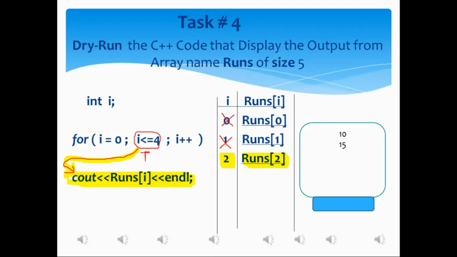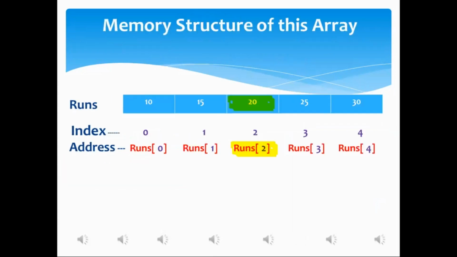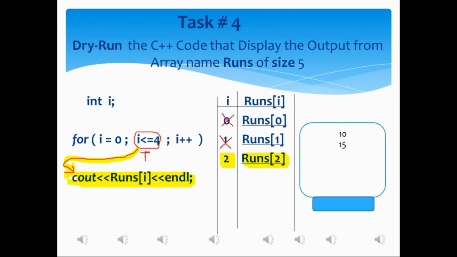Now we are going to visit the memory structure of the array. There we shall see what has been stored in the third memory location. Mr. Aftab, what is stored in the third memory location? 20, sir. And as a result of the execution of the for loop associated statement over here, 20 must be displayed onto the monitor screen. It is so? Yes, sir.